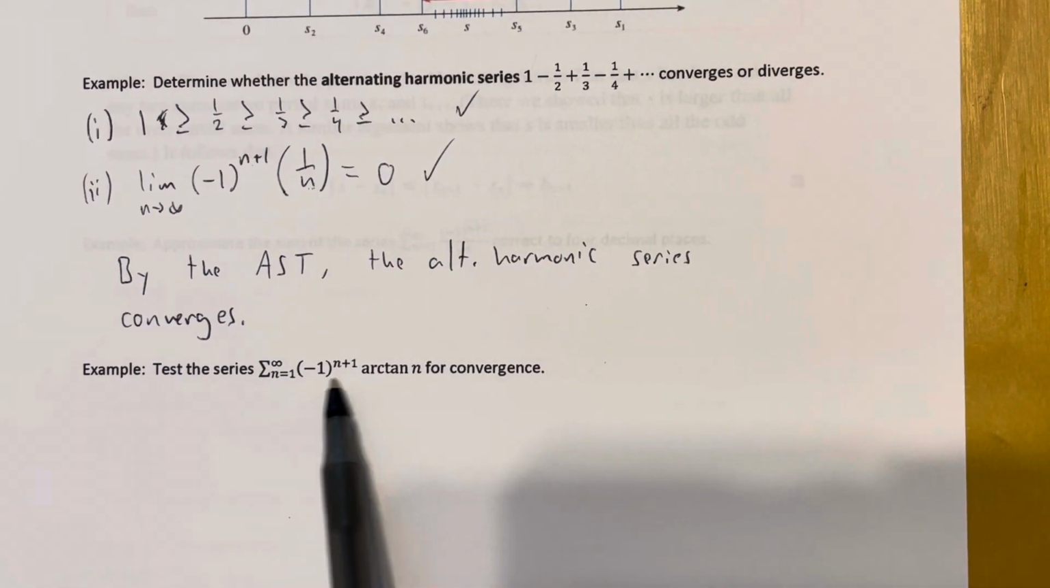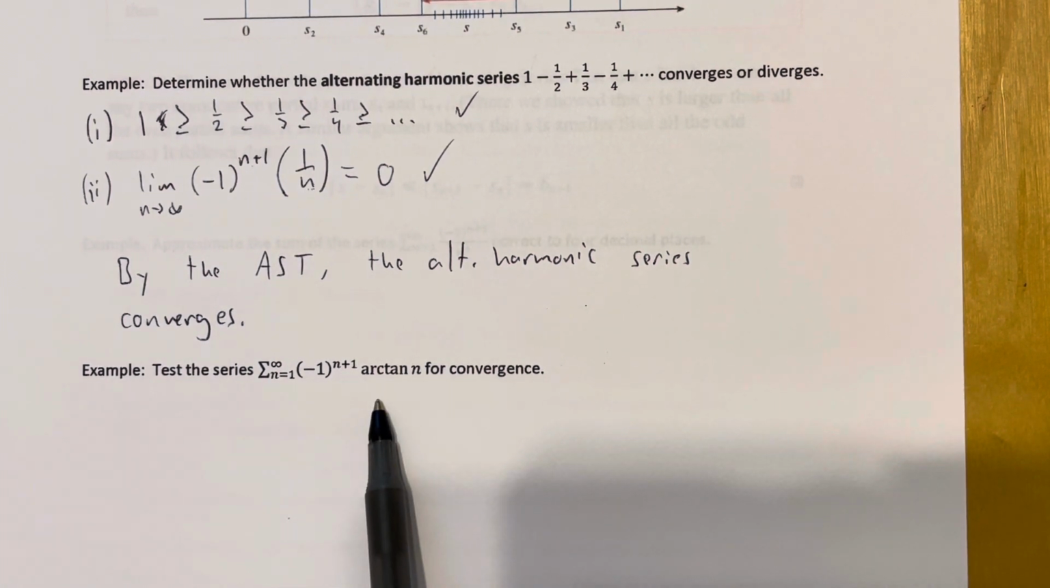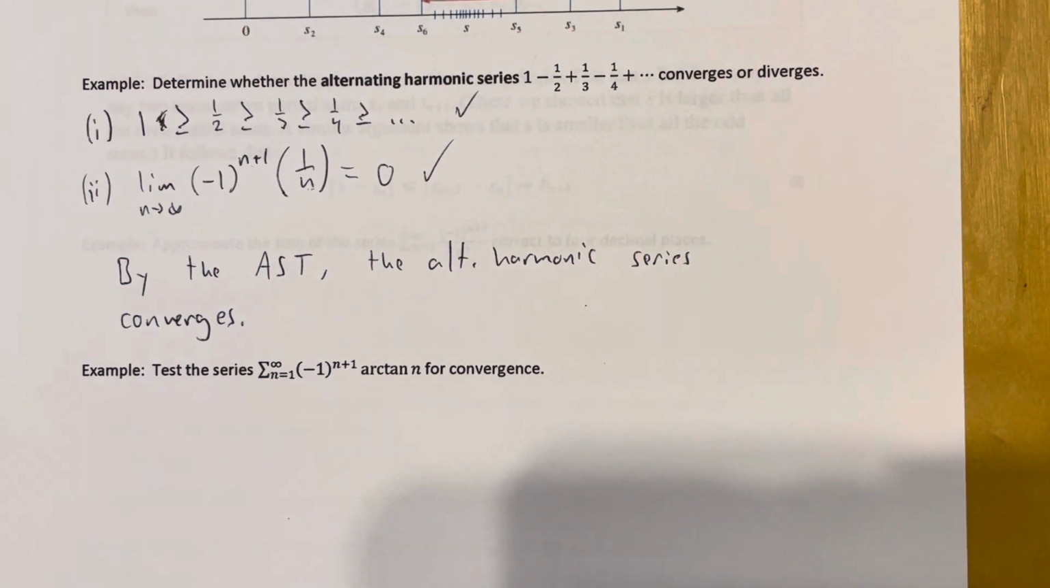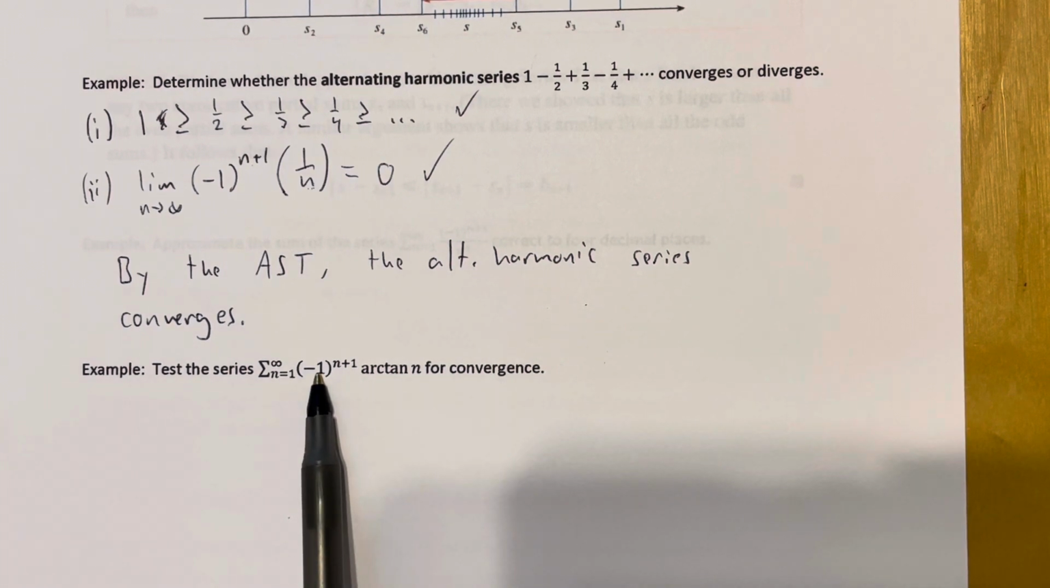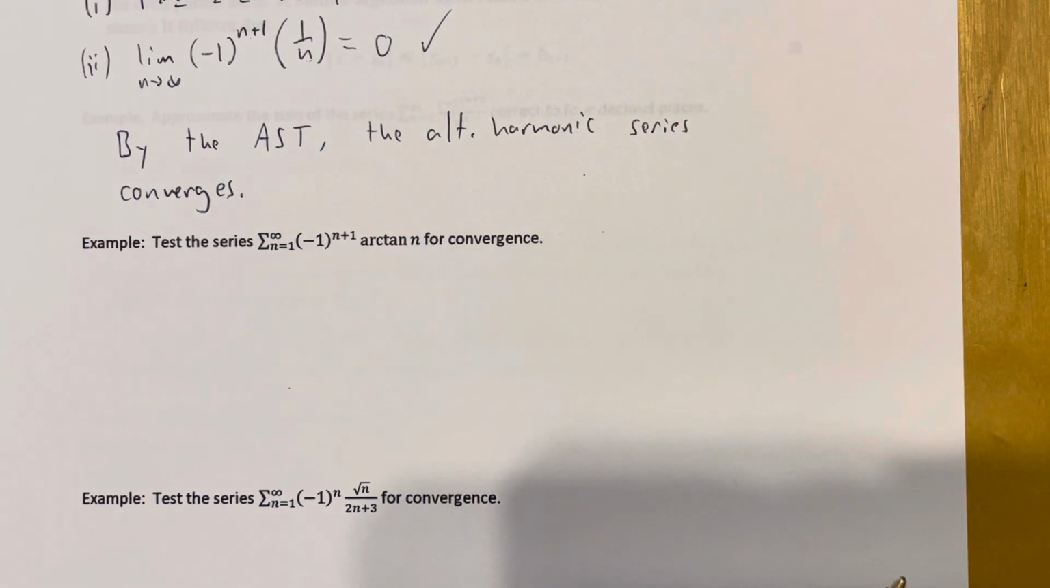Okay, let's try another one. We're going to test this series for convergence. This is an alternating series because we have that (-1) to the power of n plus 1 there, and then I have arctangent of n as the rest of that formula. One thing I want to point out is that if a series diverges, even if it's an alternating series, the alternating series test may not necessarily show us that. Instead, we want to use the test for divergence, and that's actually what's happening in this case.